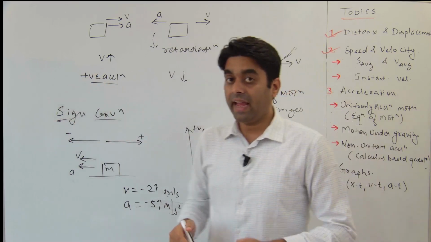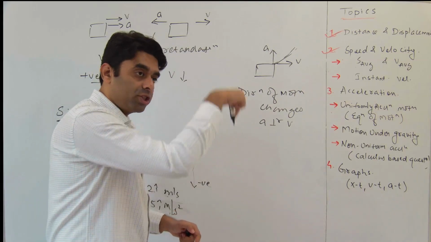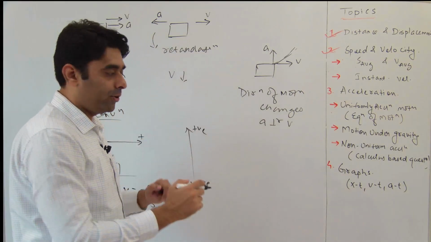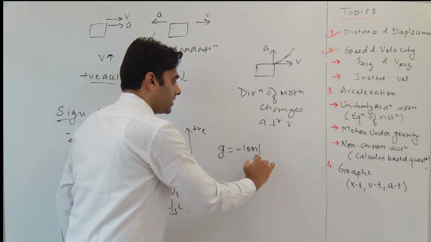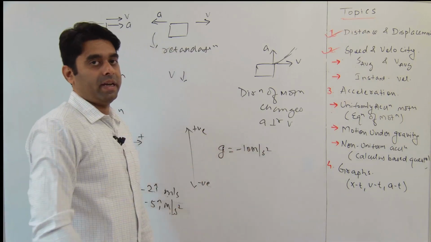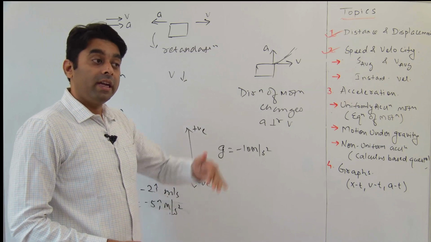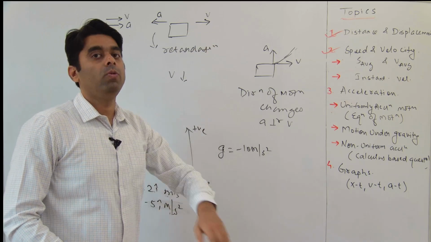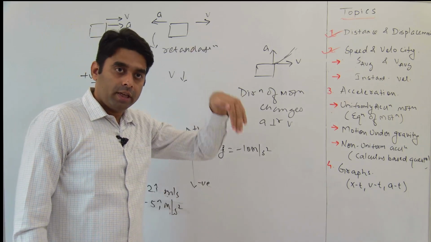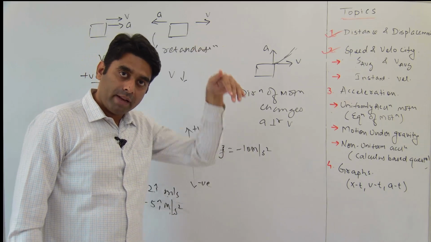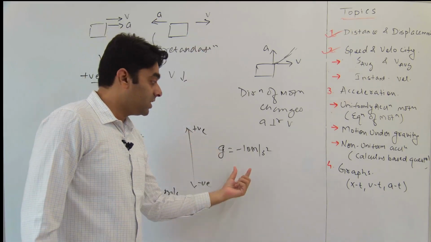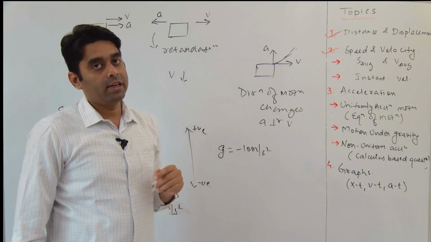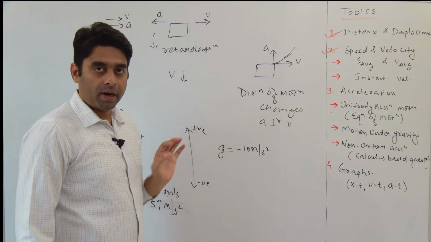When we say acceleration due to gravity, motion under gravity, and g value is minus 10 meter per second square, what do we mean by minus 10 meter per second square? It means that g is acting in the downward direction. If velocity is downward, then this g will act as acceleration for it. If velocity is upward, this g will act as retardation for it. So I hope this part is clear, right?